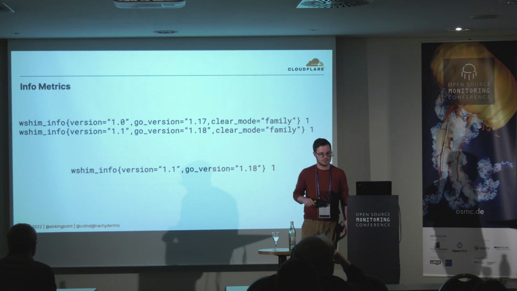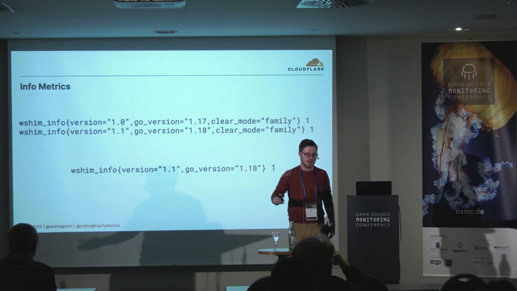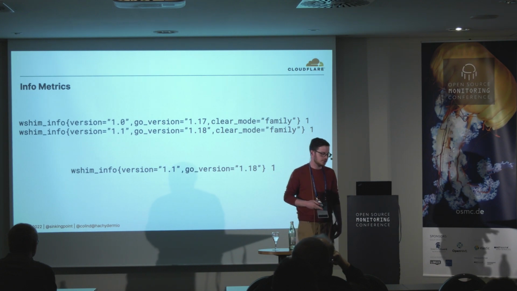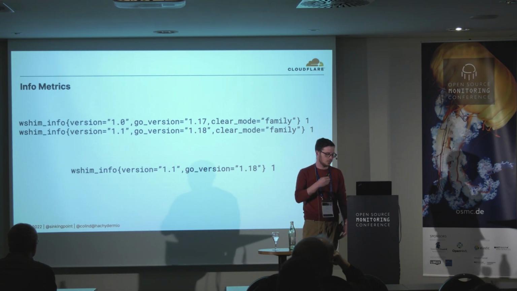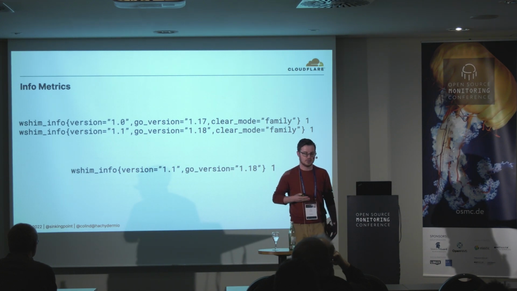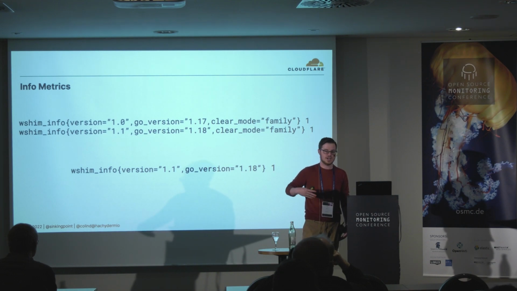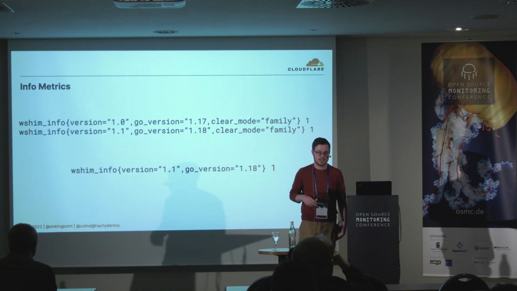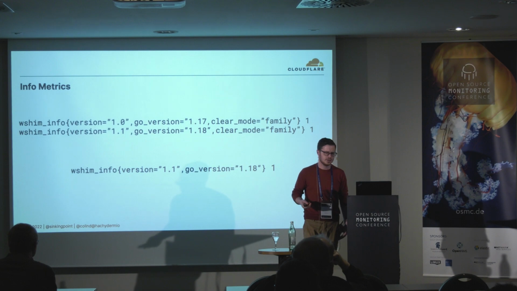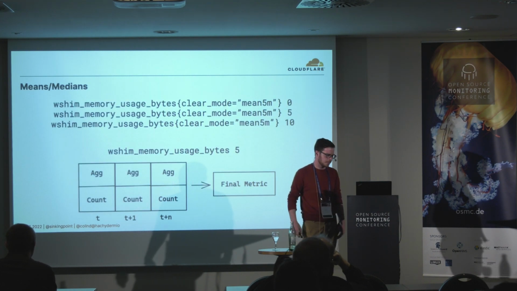Info metrics, we can define those with family clear mode. This is not entirely obvious why it's called family. In Prometheus, a metric family is a collection of metrics that have the same name and label names. So the idea is that when a new label set comes along, that is a new set of values for those label names, we clear out the entire family, that is every metric that has a different label set. And this pretty well emulates our info metric behavior.